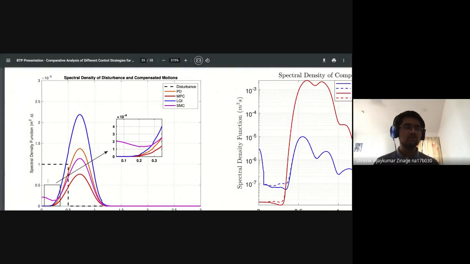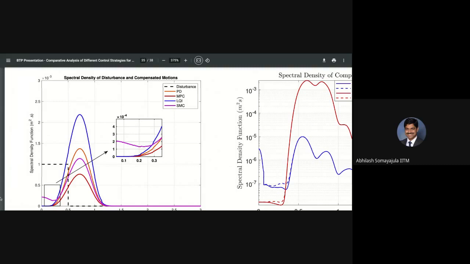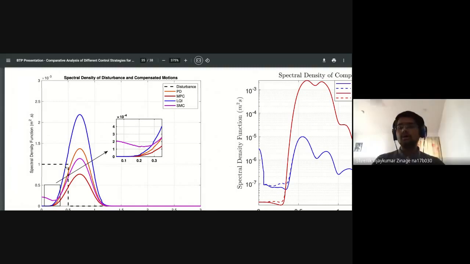Other than SMC, all the controllers were able to reject the disturbance. The dotted line shows the spectrum of the disturbance. Since I set the cutoff at 0.5, it looks like this. And why should the disturbance be in the low frequency? Since in the marine industry, disturbances are mainly composed of low frequency signals like currents or winds, I tried to model it that way. So I set the cutoff as 0.5 radians per second.